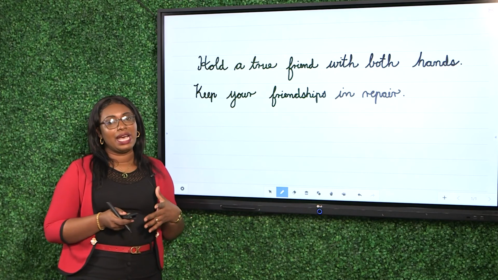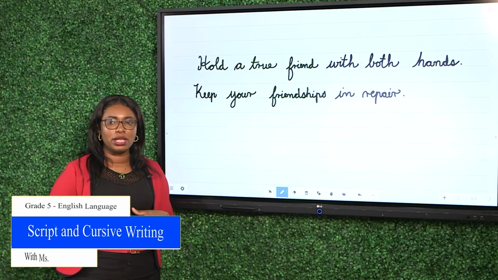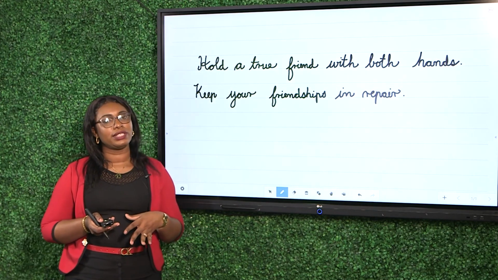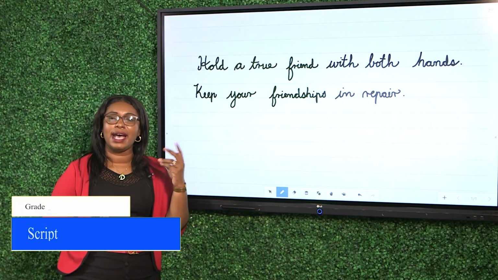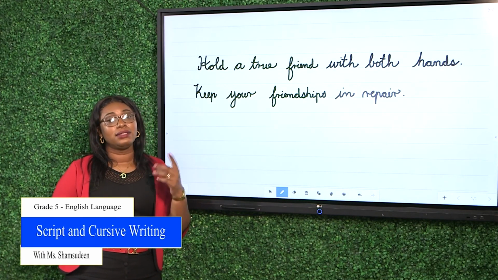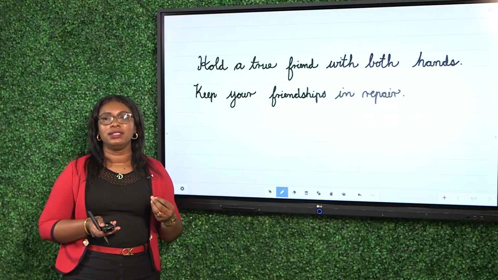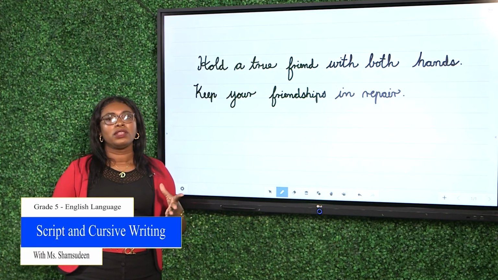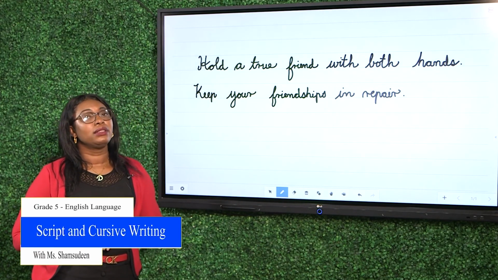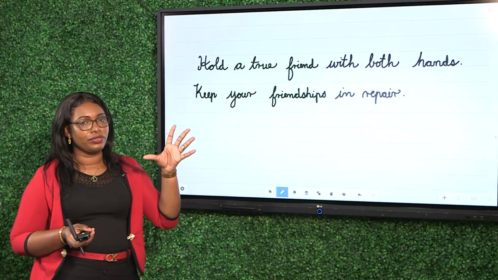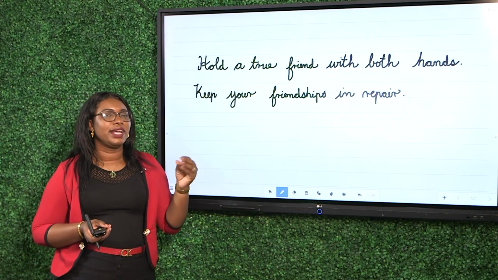Pay attention to the height of the letters. Those letters that need to be closed. Those letters that have an extra piece like the I's and the T, the I needs a dot and the T needs a cross. So remember that in cursive formation, there is the use of curves. So you want to be sure that you practice.